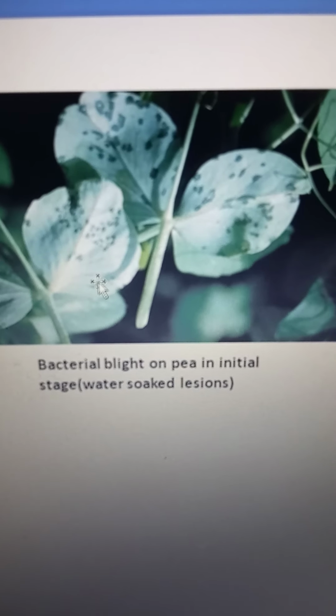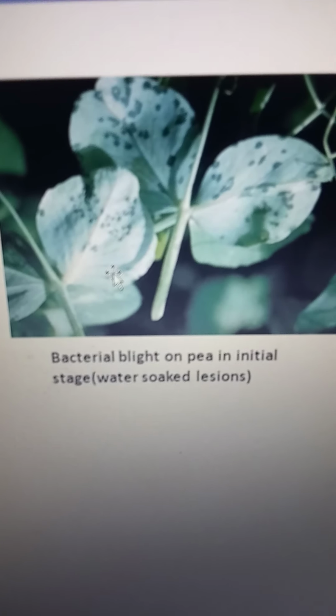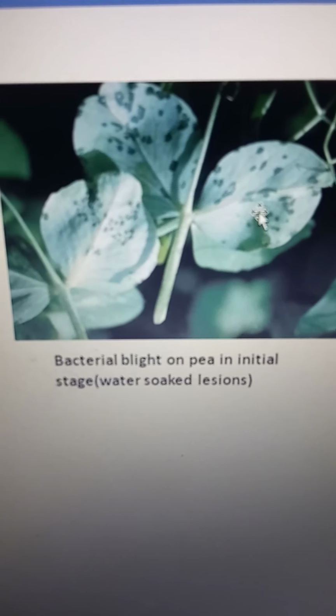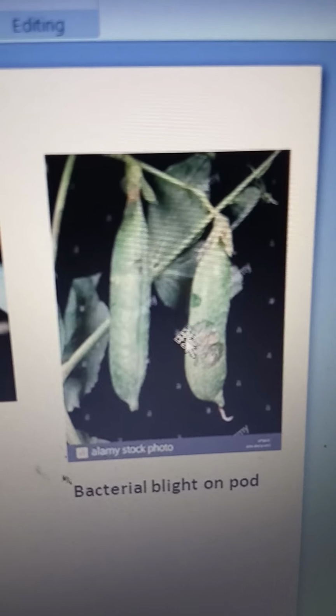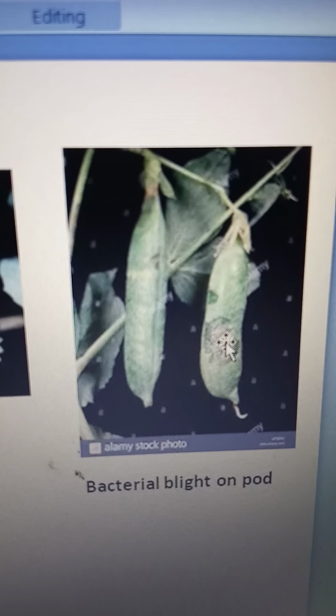Then another disease of pea, which is caused by bacteria, that is bacterial blight, where you will find water soaked lesions. These are water soaked lesions which you will find on the pea leaf. And in advanced stages, these water soaked lesions will coalesce together and form lesions like this. These are all blighted ones. And this is how the bacterial blight symptoms will form on the pod as water soaked lesions. These are all water soaked lesions which you will find on the pod.